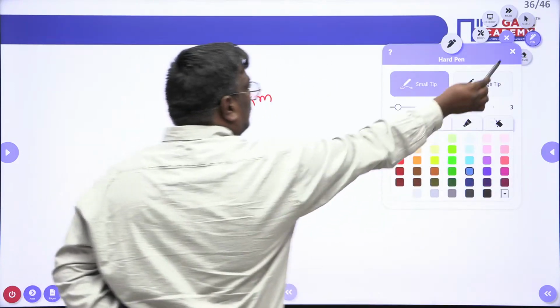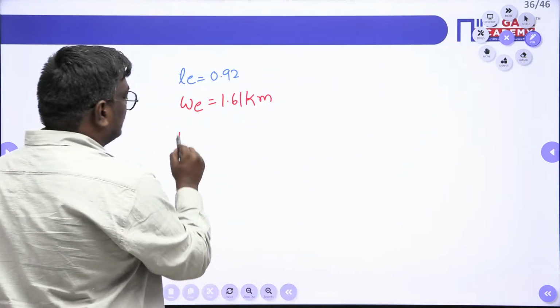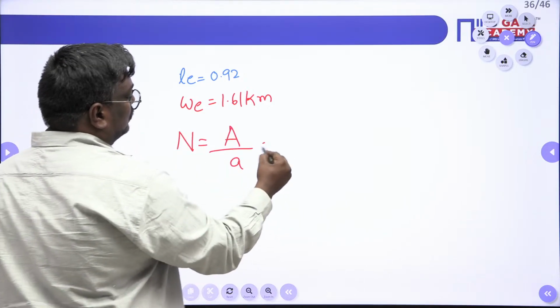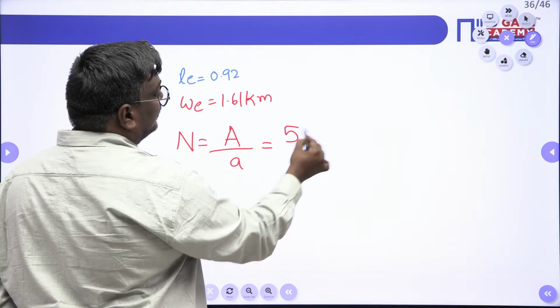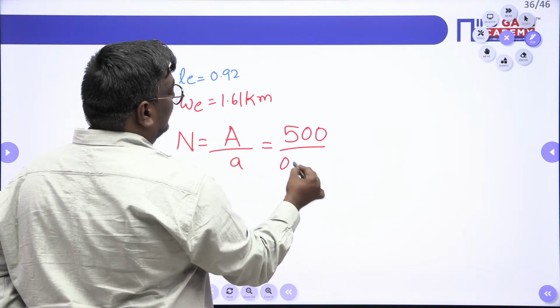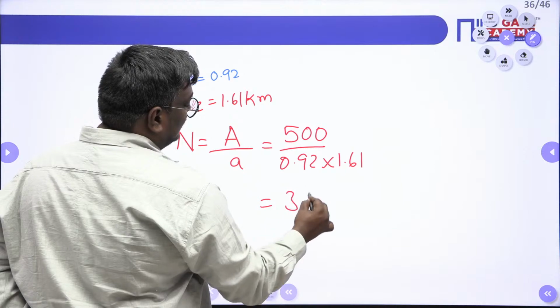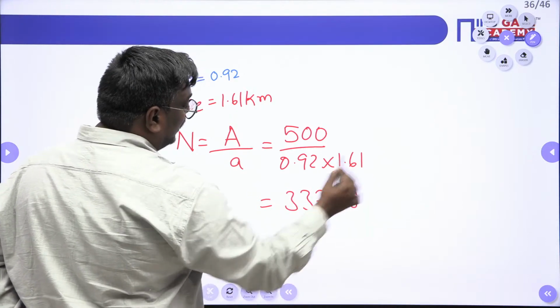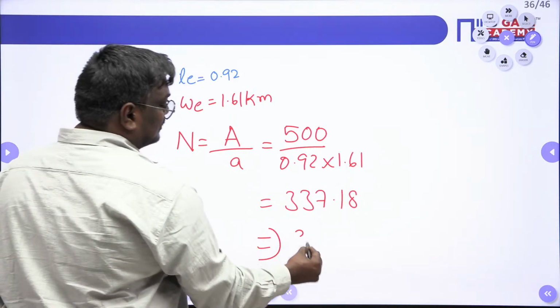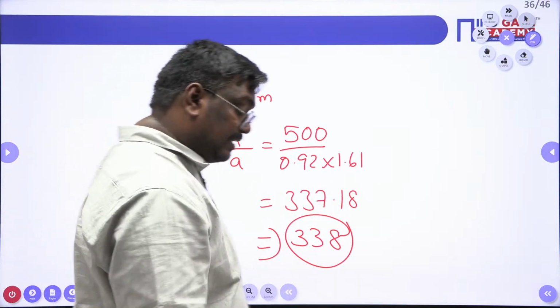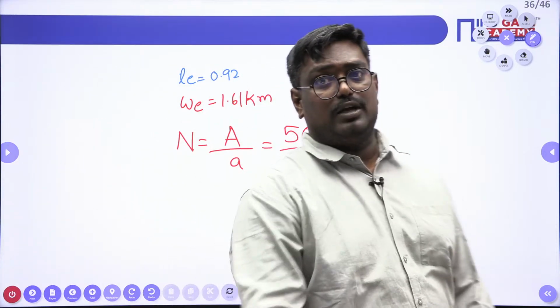The total number of photos will be taken as n is equal to total area upon area of each photo. Total area is 500 divided by 0.92 into 1.61. You will get a value of 337.18, roughly, and you get the answer. A photo cannot be a fraction. So 338.